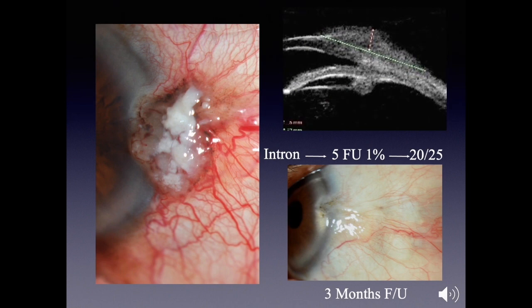Here we have a case of a classic nodular ocular surface malignancy. It was treated first with interferon, found to be resistant, and followed up with 5-FU 1% until it regressed to a conjunctival corneal scar seen on the bottom right.